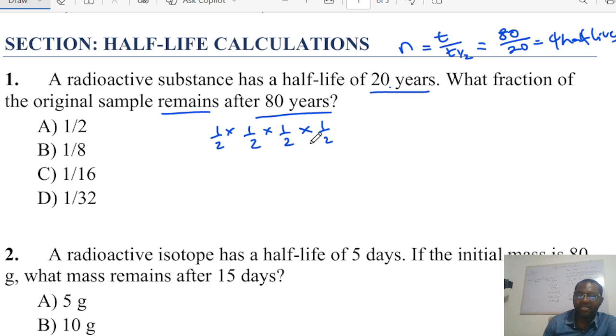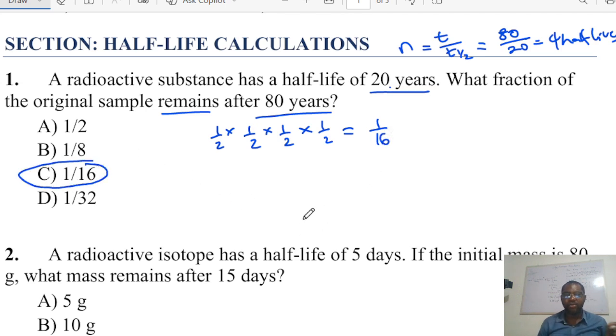Each fraction represents 1 half-life. Half-life is the time it takes for a substance to reduce by half. So when you multiply this out, we are going to get 1 over 16. So 1 over 16 is the answer.